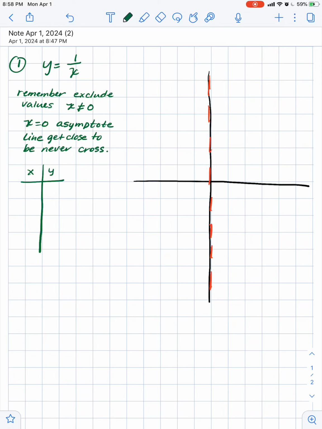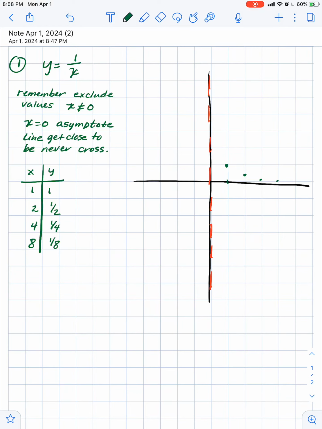Let's start over here and put in, let's say, the number 1. And so 1 over 1 is 1. So that would be the point (1, 1). If I put in a 2, I would get a half. I'm going to skip and put in 4, and that would give me 1/4, and so forth. If I keep going, say 8, that would be 1/8.